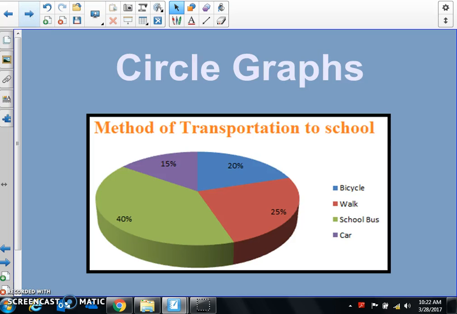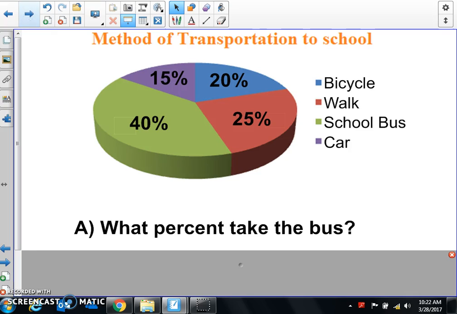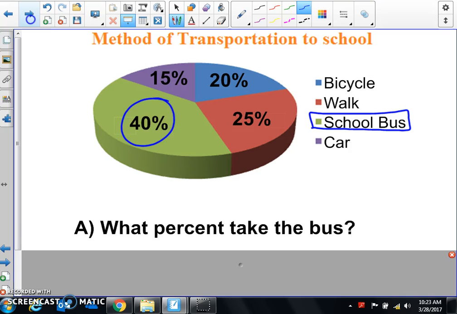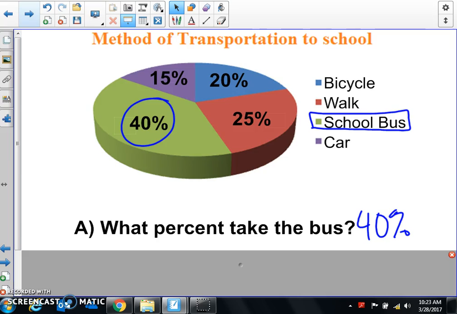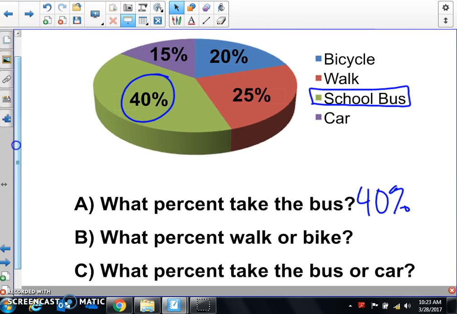All right, let's go to circle graphs because that's really the most challenging, I think, at least. So what percent take the bus? All you would do is school buses in green, boom, 40%. So that's nice and easy if they give us one like that. But as we all know, nothing in life is that easy.